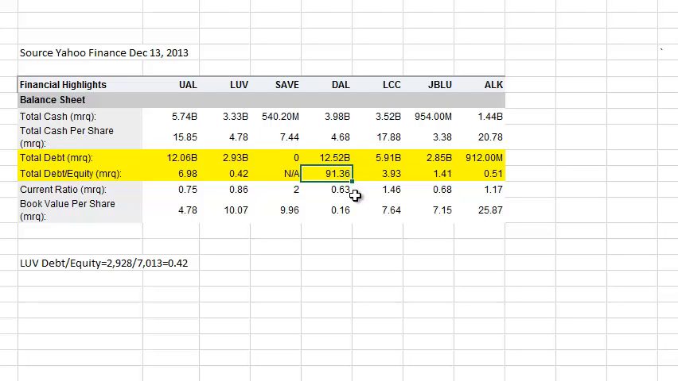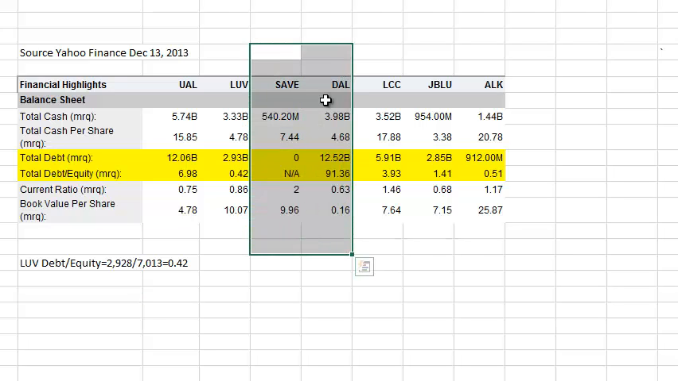So Delta's got 91 times more debt than they have equity. And you know what? I'm going to pause. Actually, I'm going to stop the video here because we're out of time. In the next video, we're going to go into these two balance sheets because I think it's really interesting.